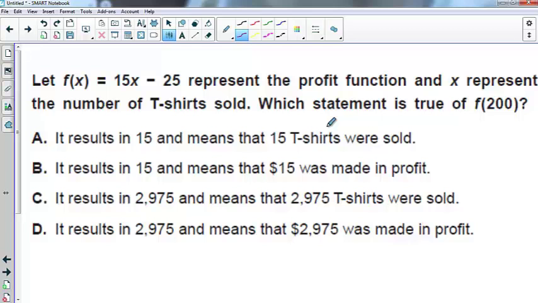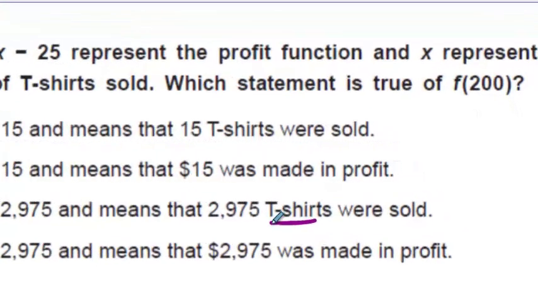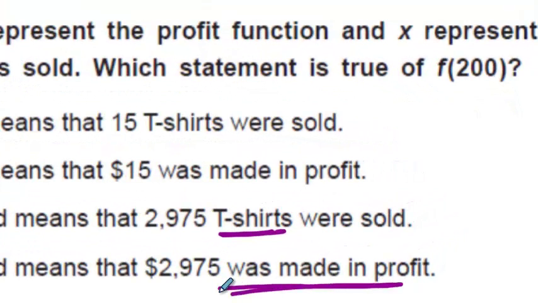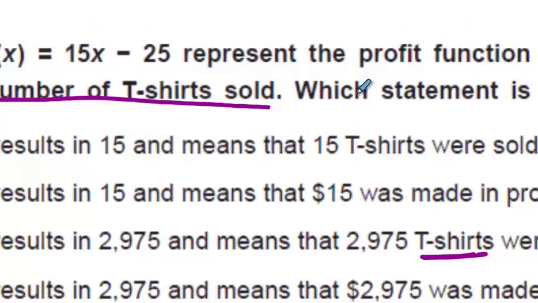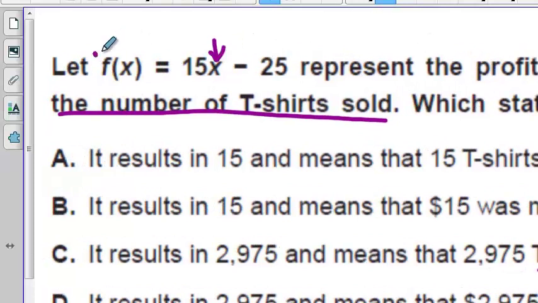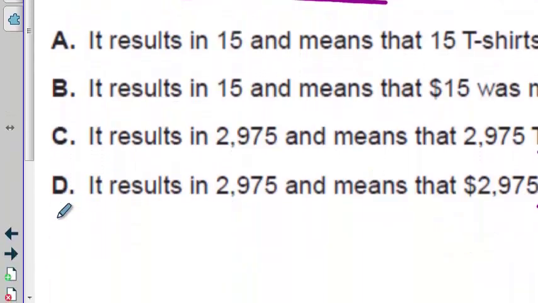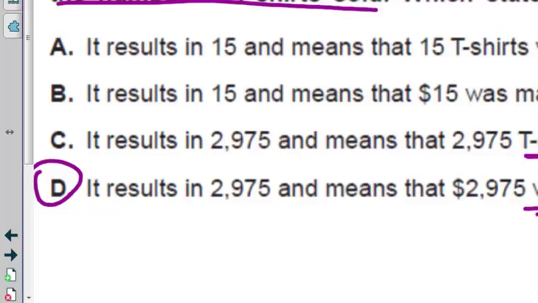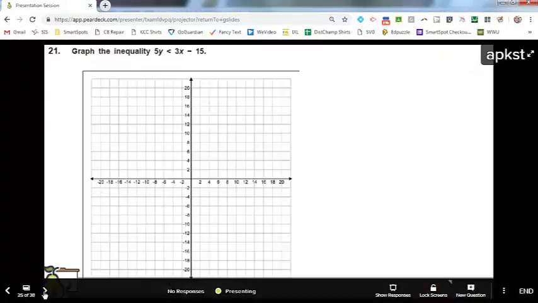Okay, so the issue here is, does that mean that's how many t-shirts, or does that mean that it's a profit? What does X represent? The number of t-shirts. What is this? That's the profit. Okay, the answer should be D, because f of x is the profit. The number of t-shirts sold was the 200. Does everybody understand that? Be careful about what they're saying to you.